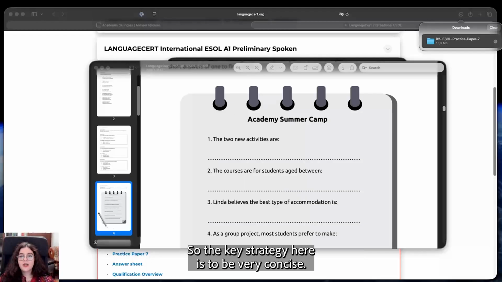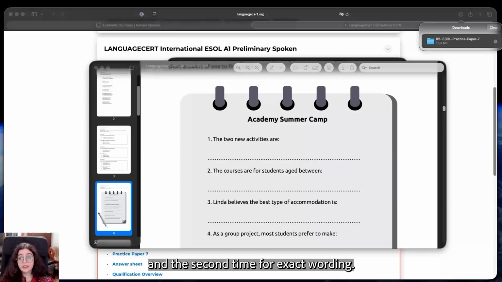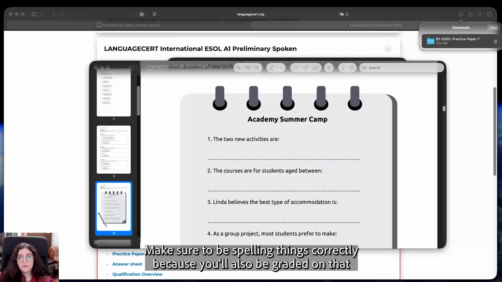So the key strategy here is to be very concise. Listen the first time for general understanding and the second time for exact wording. Make sure to spell things correctly because you'll also be graded on that.